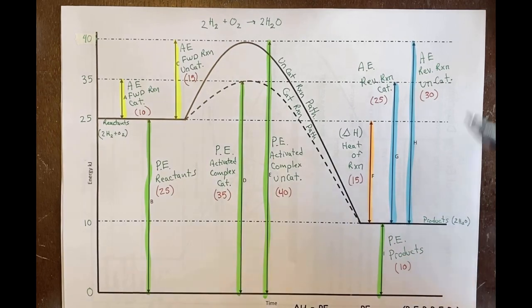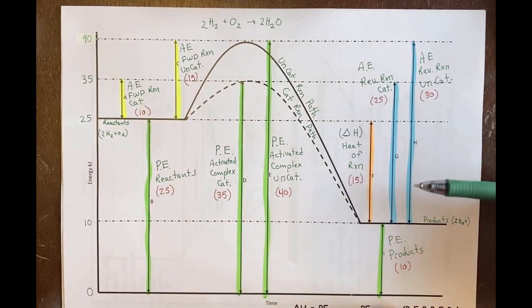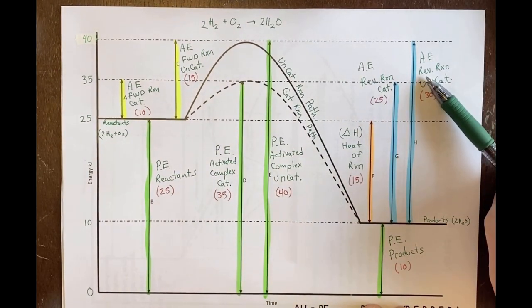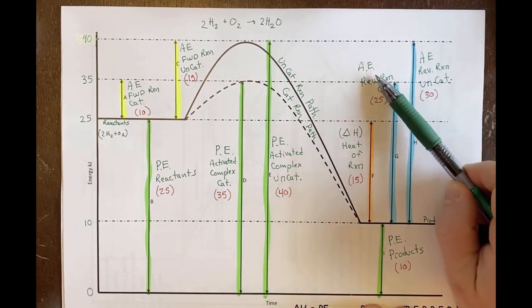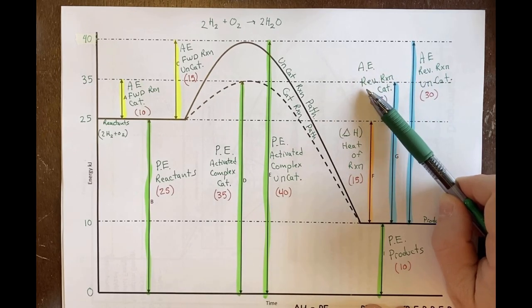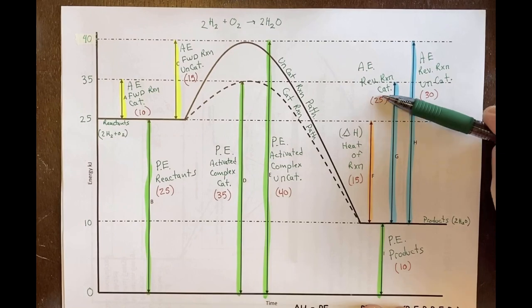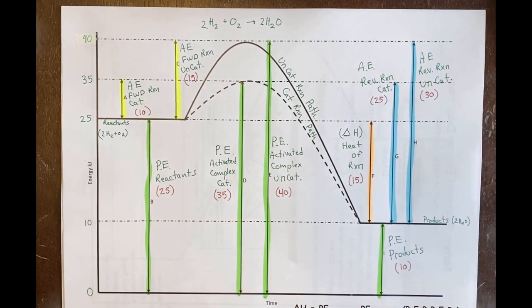Let's go to the blues. They're the exact opposite. It's the energy needed to get over the hill from the other direction. So that's why they're called reverse. So they're both AEs because they're the energy needed to get over the hill. They are reverse reactions because they're going over the hill in the reverse direction. And then there's the cat and uncat. The uncat's the bigger hill, the catalyzed is the smaller hill. Don't worry about the red numbers. I'll explain what they mean in a second.